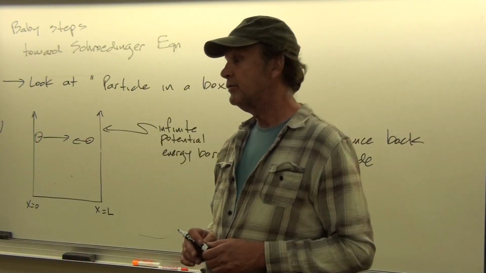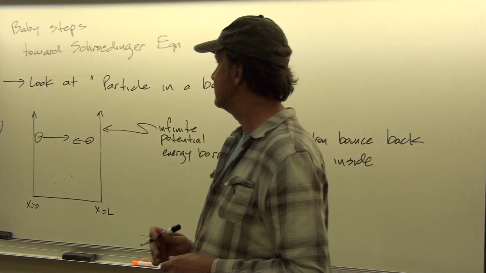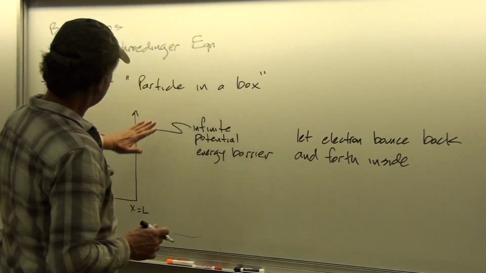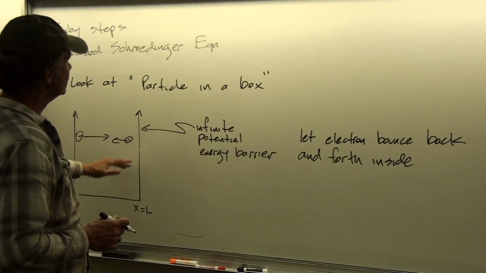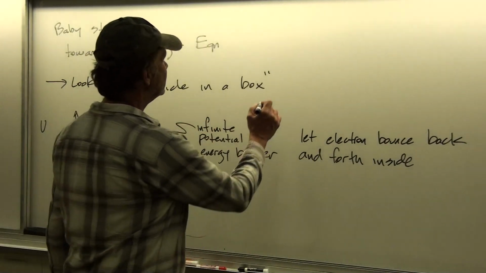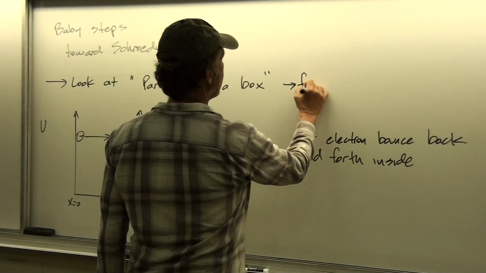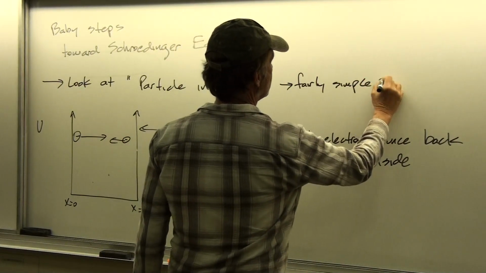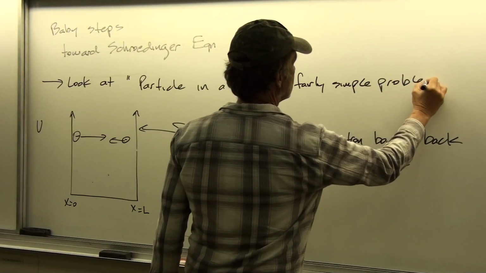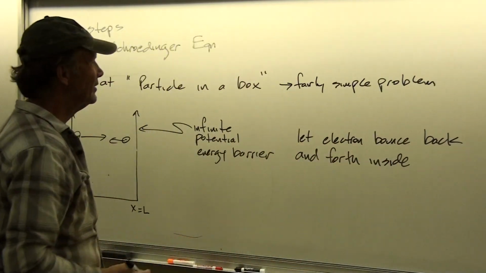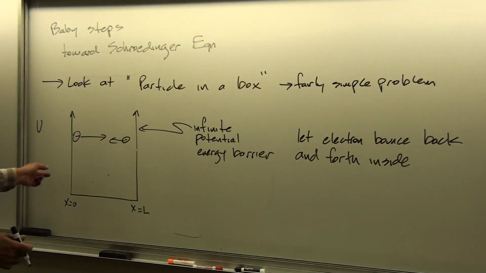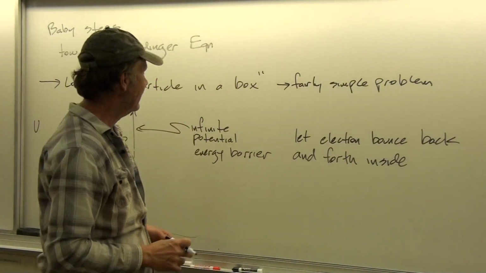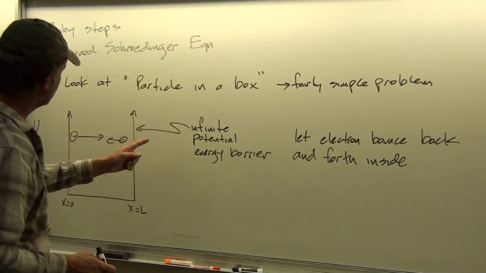One of the simplest ways to get started with this, and we're not doing the Schrodinger equation yet, is to look at some solutions to a fairly simple problem. Now simple, you might say, no, this is not very simple, but in comparison to the other problems we can look at, this is a simple problem. This is called the particle in a box.